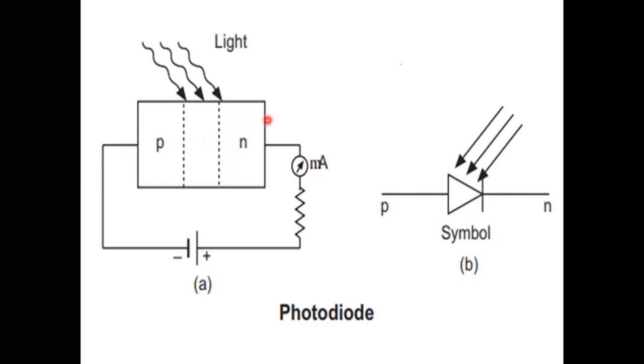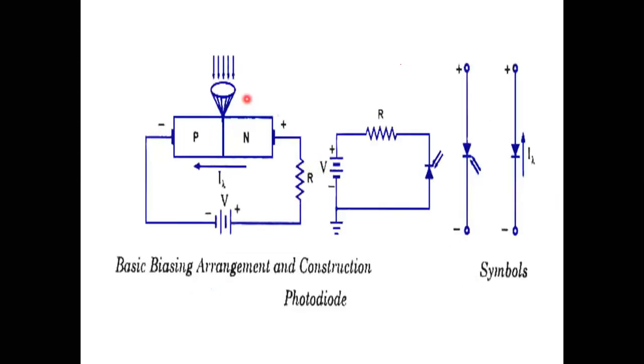So what I will do here is I'll put a window and make light fall on this window, and there is actually a lens here, so light is concentrated at the junction only. When the light is incident through a glass window on the PN junction, the photons in the light bombard the PN junction and some energy is imparted to valence electrons here.